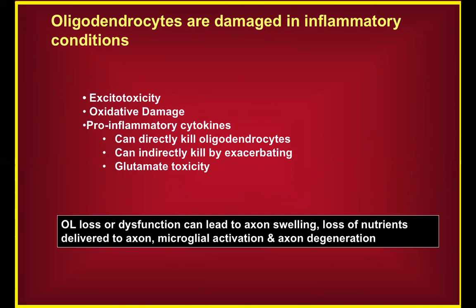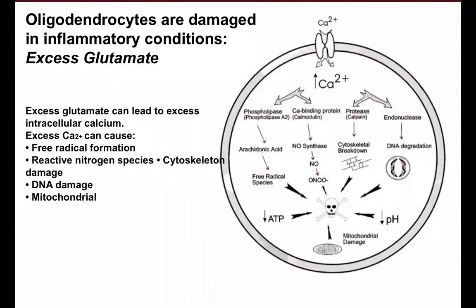And what's key here is that when you start to lose oligodendrocytes, you can have axon swelling, loss of nutrients delivered to the axon, and then microglia activation and axon degeneration. So once you start losing axons, there's really no replacement for those, right? So that becomes a big issue. This is just showing you the idea of excess glutamate, which I think has a pretty major role in inflammation and this idea of secondary damage. I think I talked about this, at least hinted at it, this collateral damage that inflammation causes in the brain or spinal cord versus collateral damage that inflammation has on the skin, right?